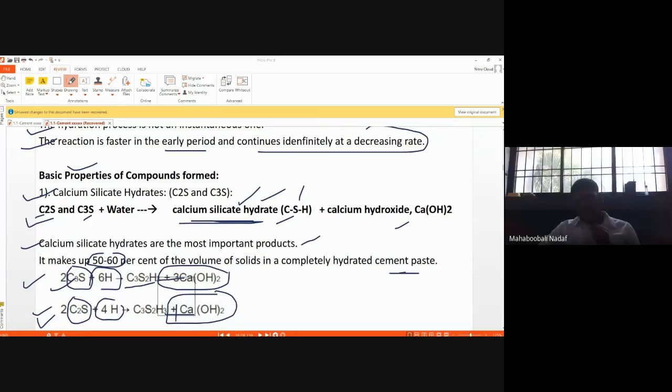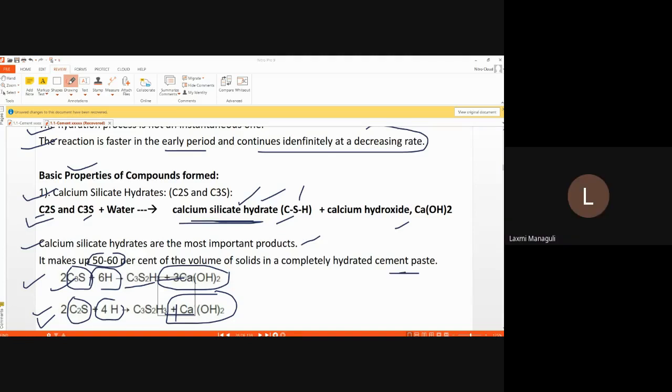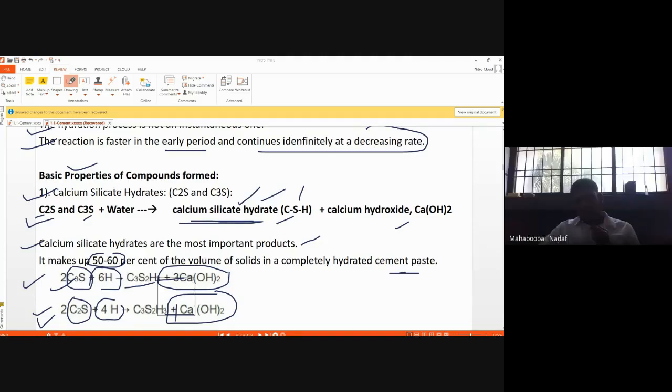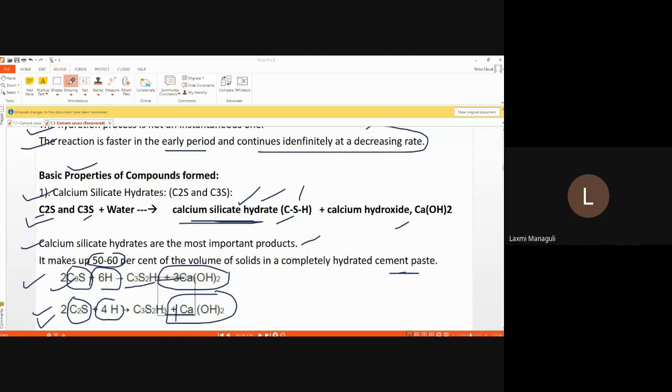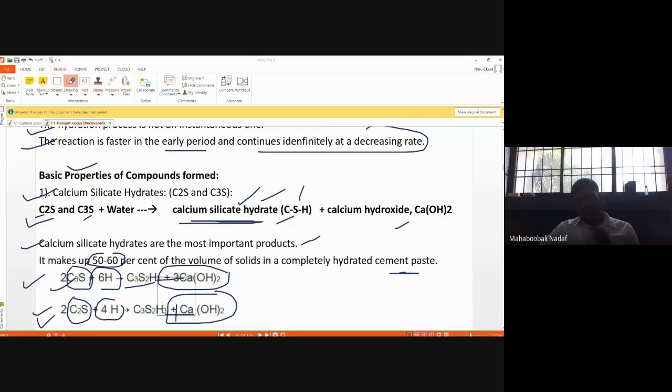Okay, I am asking the next person, Lakshmi Mandgoli. Yes, sir. Why is C2S good? It is less harmful. Why is it less harmful?